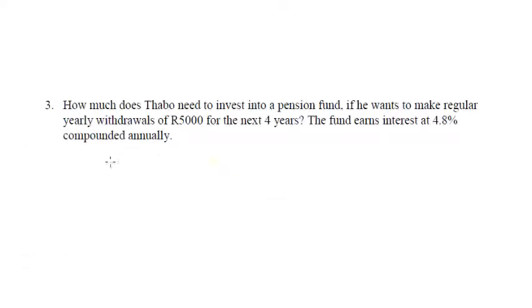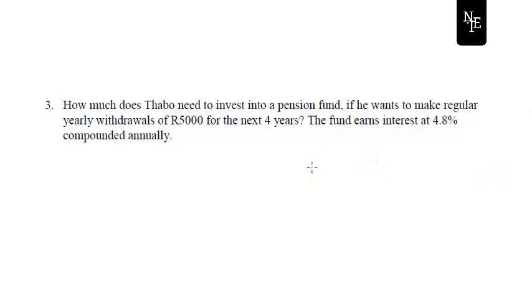Okay, so now let's see what the last example says. We have to determine how much Thabo needs to invest in a pension fund if he wants to make regular yearly withdrawals of 5,000 Rand for the next 4 years. The fund earns interest at 4.8% compounded annually.